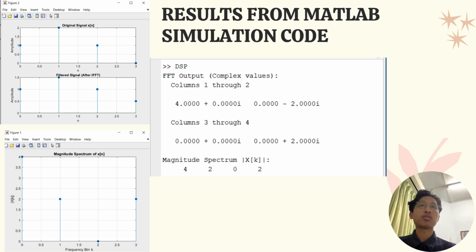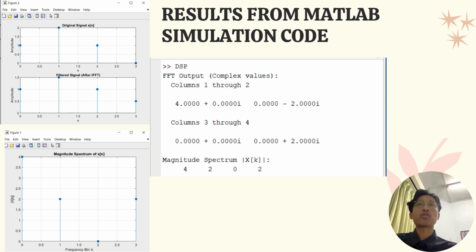So for the FFT output in complex values, columns 1 through 2, we got the values of 4 plus 0j, 0 minus 2j, and columns 3 through 4, that is 0 plus 0j and 0 plus 2j. So in the magnitude spectrum Xk, we got the values 4, 2, 0, 2.